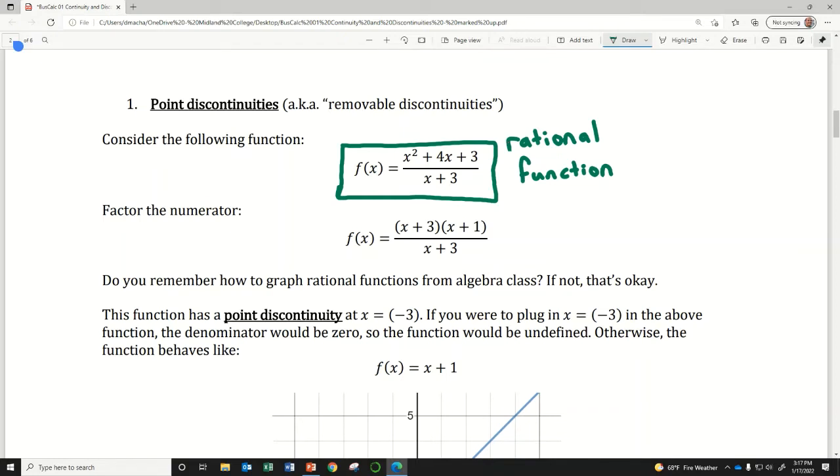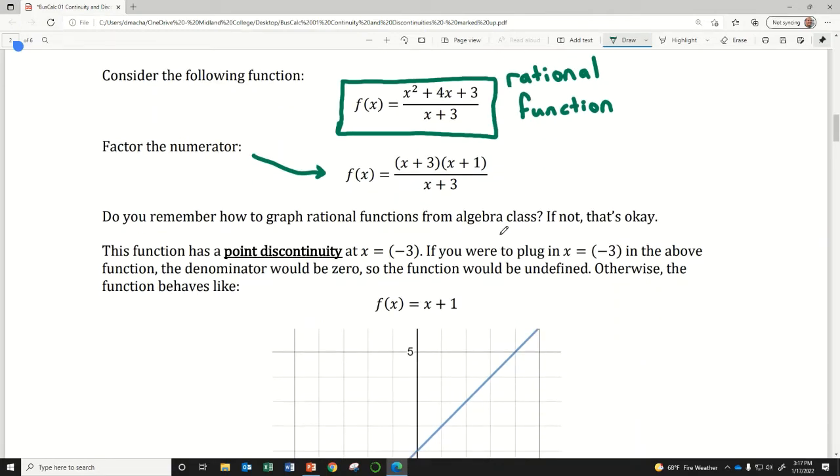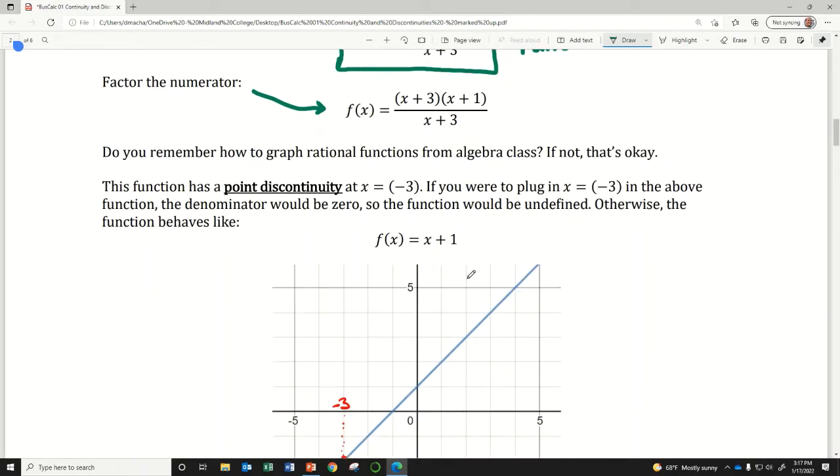Since the numerator is a quadratic polynomial, we can factor the numerator like this. And so once we factor the numerator, we have that, which is a different form, but it's equivalent to the function above here. Maybe you remember this from algebra class. I hope you do, but if not, that's okay. Whenever we graph rational functions, if we see that we have the same factor in the numerator and denominator, we know that it's going to lead to a point discontinuity.